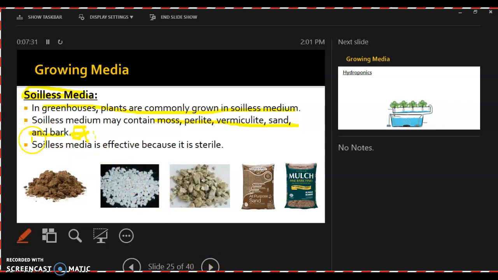And then soilless media is effective because it's sterile. What that means is there are many plant diseases that can happen, or many insects that can eat your plants or infect your plants. So you always want to make sure that when you are growing your plants, they are in a sterile media.